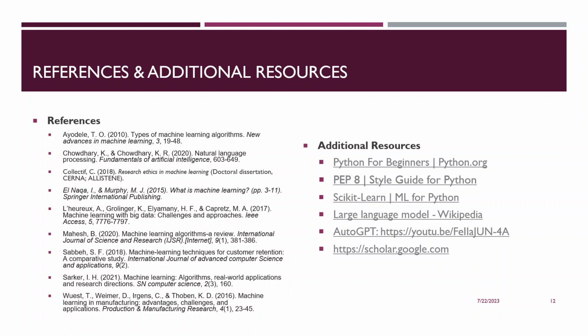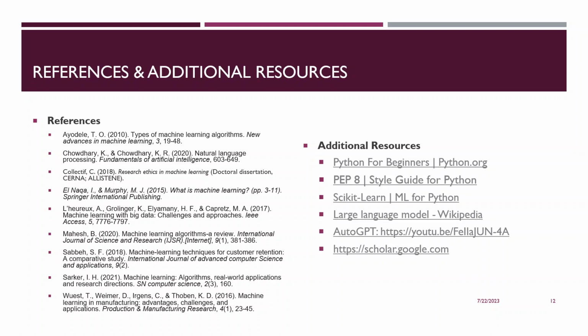From Python for Beginners, the python.org website, the PEP8 style guide for Python, as well as scikit-learn, which you're familiar with. A little bit of info on large language models. I felt like it might be helpful if you wanted to peruse the Wikipedia page on that. There's a lot of great information there. Also, if you're interested, there is a YouTube video on AutoGPT that's kind of fun. It gives you a little bit of info on what's the latest, right? Because ChatGPT is 2 years old now, and it's showing some age.